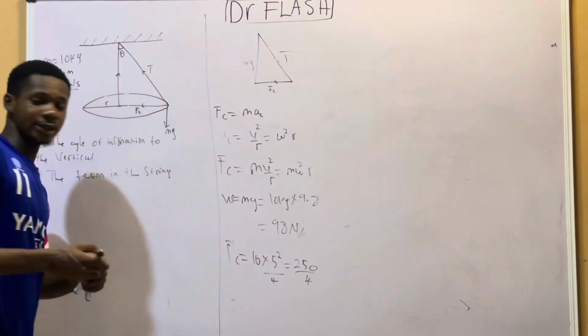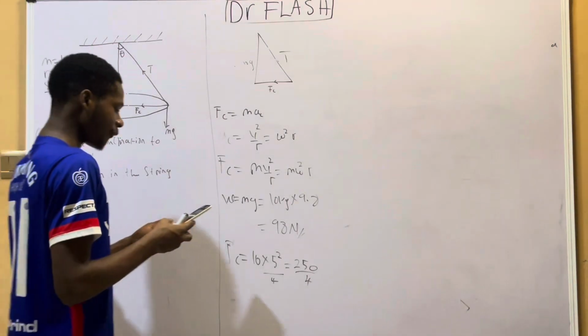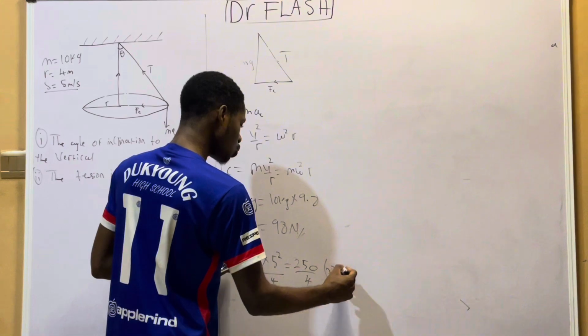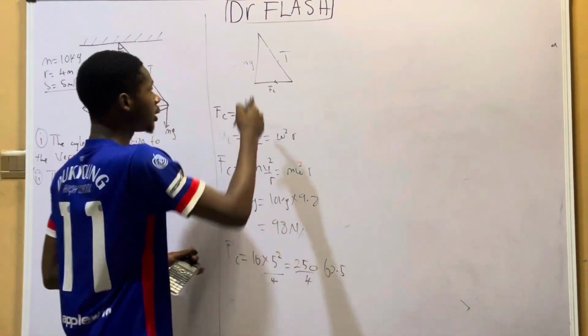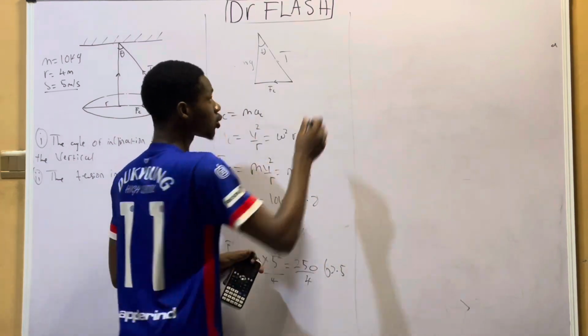So when you do the maths for 250 divided by 4, we're going to have a value of 62.5. That is not all. Next, let's find the angle theta. Now, to find the angle theta, we'll make use of our SOHCAHTOA.